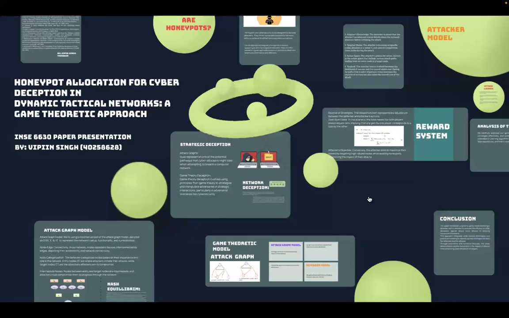Hello viewers, today I will share with you a fascinating study titled Honeypot Allocation for Cyber Deception in Dynamic Tactical Networks, a game theory approach. This research explores a strategic method to strengthen our cyber defense mechanism, particularly in dynamic tactical networks, through the use of honeypots and game theory.